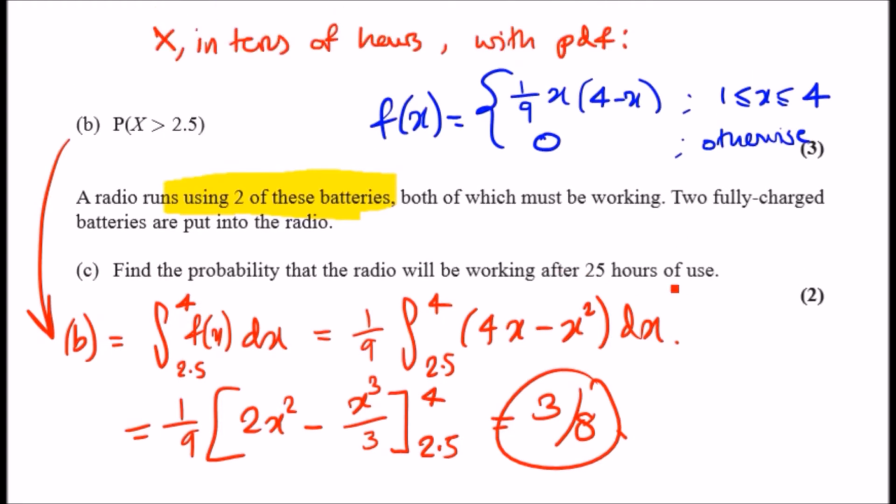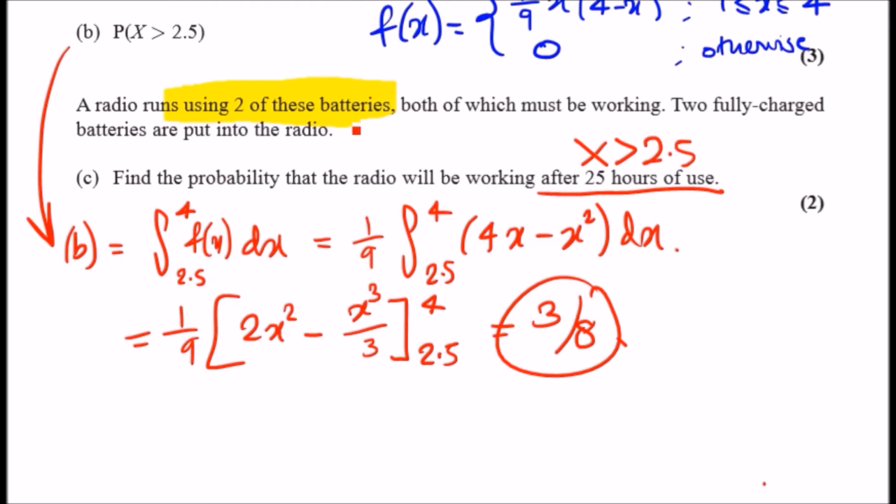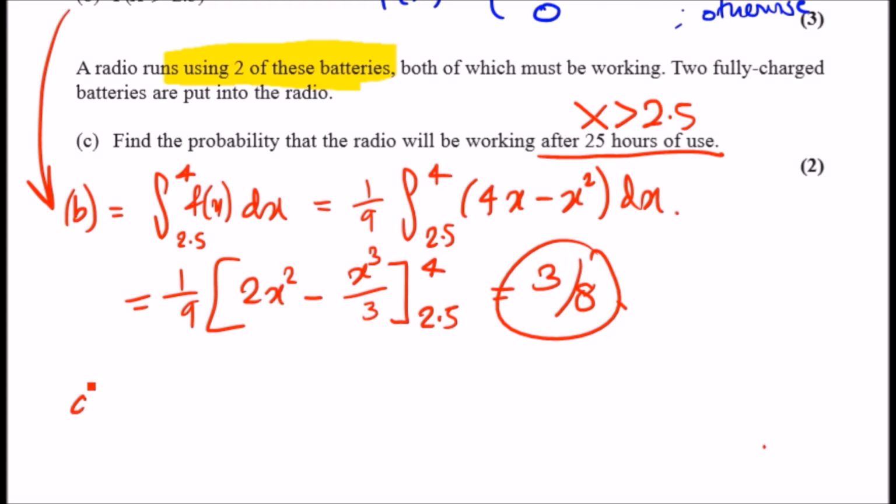So one thing to know here, when they say 25 hours use, recall that the random variable x is measured in tens of hours. So this probability for part B, x greater than 2.5, that's measured in tens, so in reality this is 25 hours. So in fact, this statement here is the same as x greater than 2.5. And now, because we're using two batteries, the solution for part C means we need two of them. So probability x greater than 2.5 times probability x greater than 2.5.